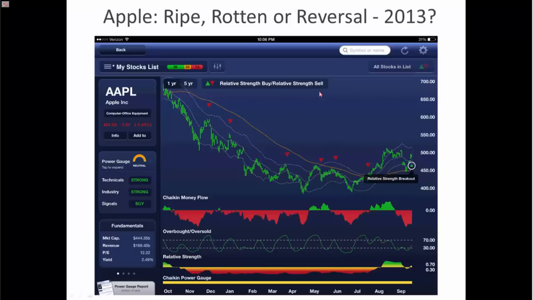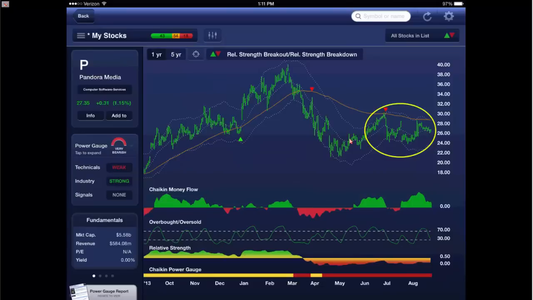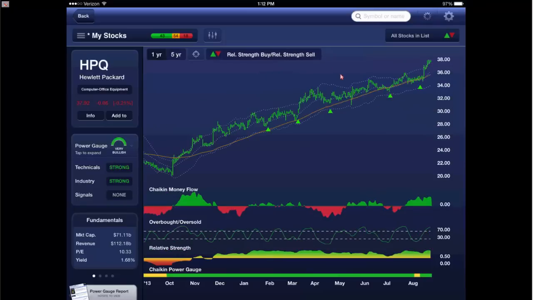Pandora, another stock where you got a sell signal, in this case a relative strength breakdown signal ahead of an earnings report. Disappointing earnings. They actually pre-warned, and then they disappointed. The stock gapped down. Here again, right over here, the stock rallied the day before earnings came out. This is an uncanny pattern if you have a bearish Power Gauge rating. If you have a bullish rating, all bets are off. The stock's probably going to report better than expected earnings.